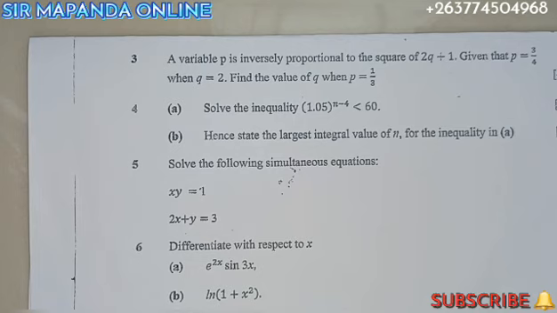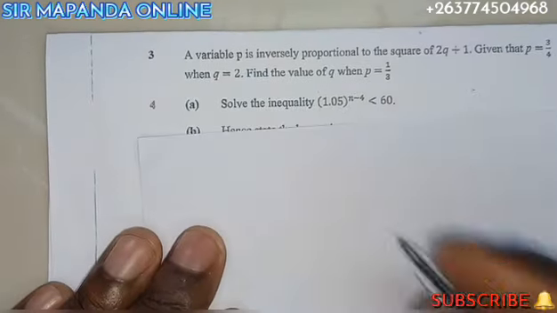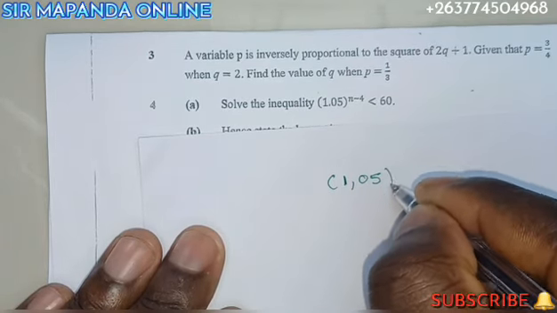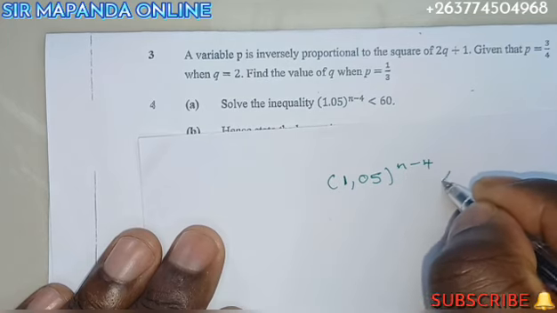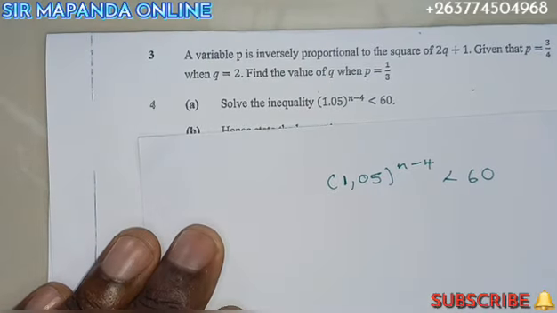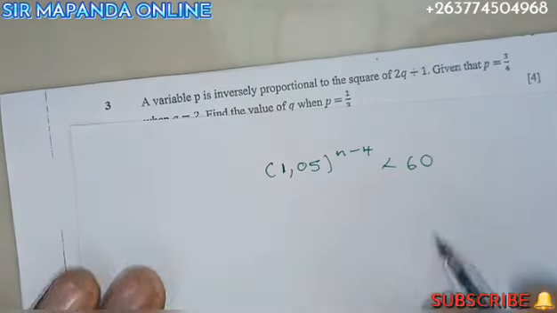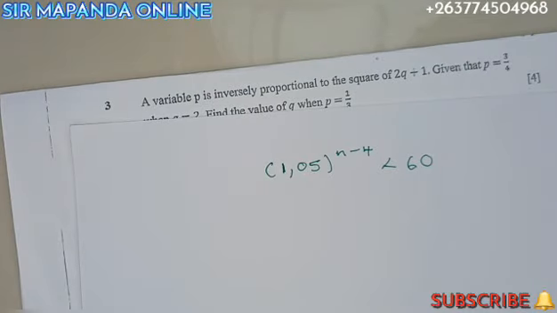Number 4, it reads, solve the inequality 1,05 to the power of n minus 1 less than 60. So I'm going to write 1,05 to the power of n minus 4 is less than 60, something like this. You need to take log or take ln both sides, since we cannot convert 60 to base of 1,05. So take ln both sides.